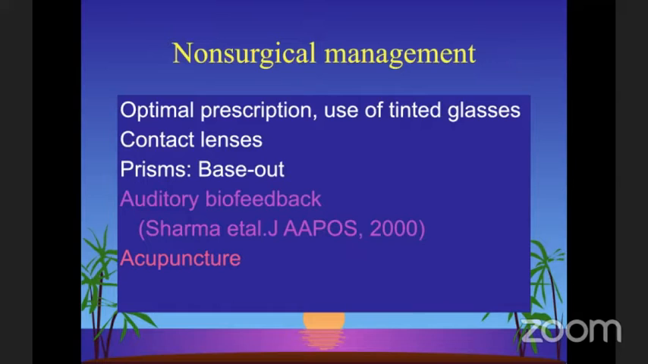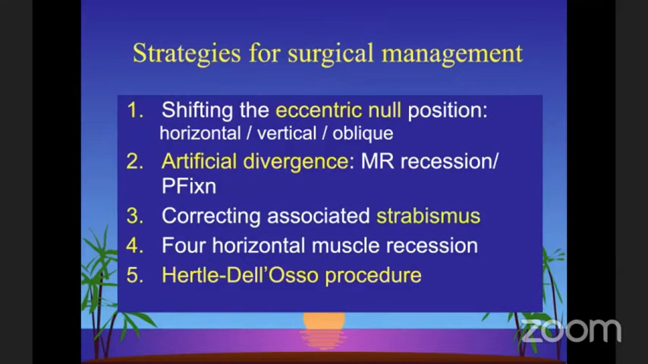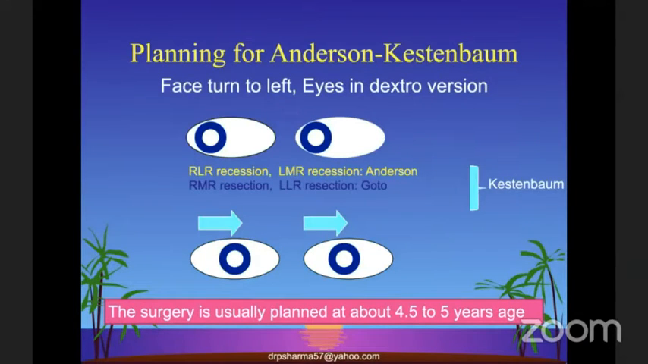In non-surgical management, the proper glasses, tinted if albinism, contact lenses, prisms should be given, and auditory biofeedback and acupuncture have been used. But the most gratifying results are from the surgery if there is an eccentric gaze null, and these are by the Anderson-Kestenbaum group of procedures.